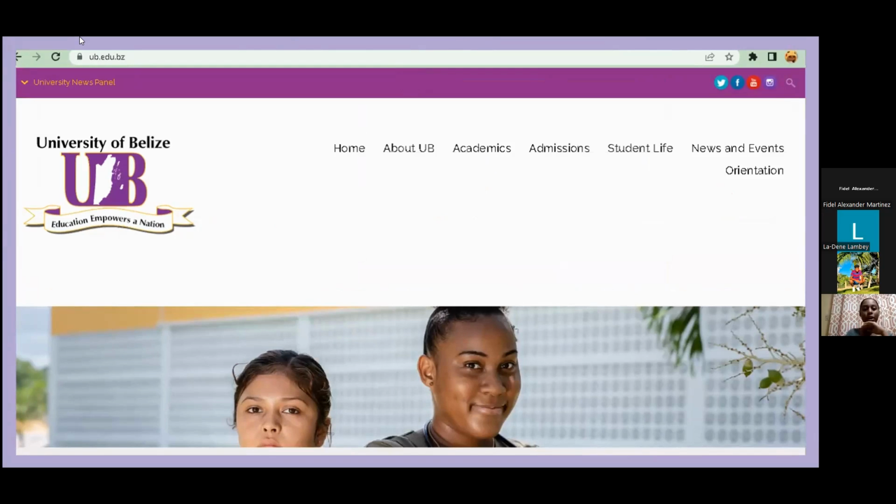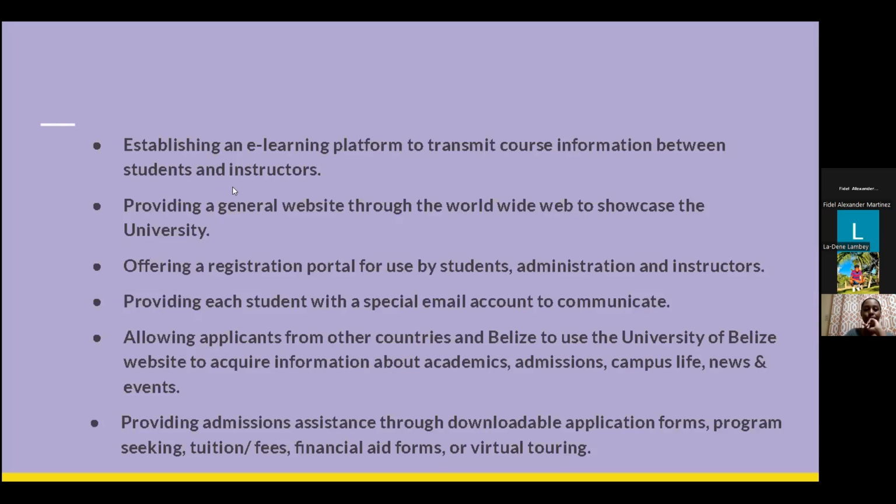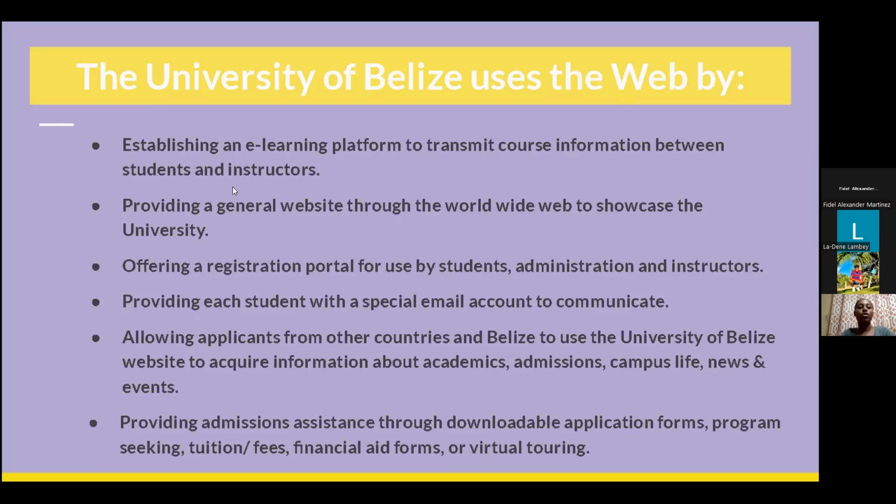So this is our UB website. Now we'll be looking at how UB uses the web. UB uses the web by establishing an e-learning platform to transmit course information between students and instructors. It also provides a general website through the World Wide Web to showcase the university. It offers a registration portal for use by students, administrators, and instructors. It provides each student with a special email account to communicate.